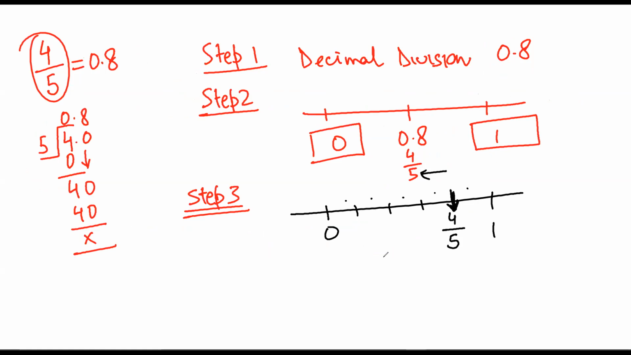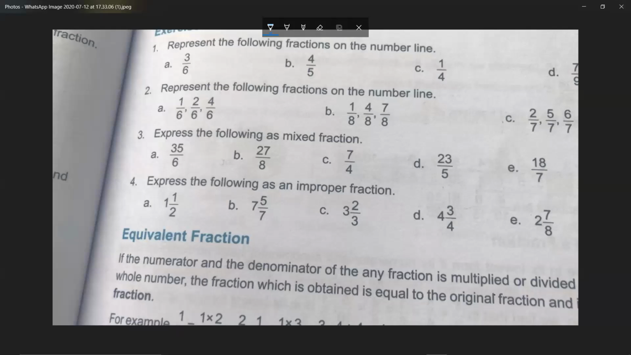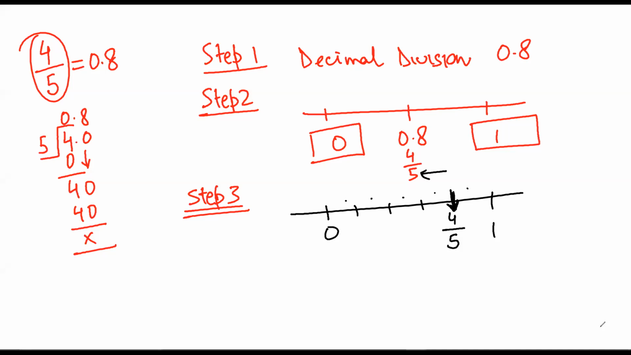Yes, sir. Okay. I'll do questions from your book. So for example, let us take this example. This is an interesting example, 7 by 9. I'll show you how it is done. See, this is simple, this is simple, this is simple. But let us try to do 7 by 9. Do decimal division.